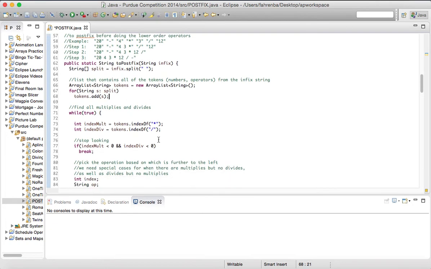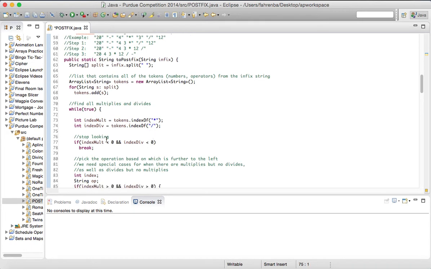Now, I do something that some CS teachers think is evil, but I thought it made my life easier. I made a loop that said while true, so this is an infinite loop, and it's going to stop only when this break command happens. So here I'm looking for if in the tokens list, if there's a multiply symbol or if there's a divide by symbol. So this will give me a position in the array list. And if the values for both of them are -1, that means there are no more multiplies and divides, so I'm going to stop looking for them, which is why the loop would end.